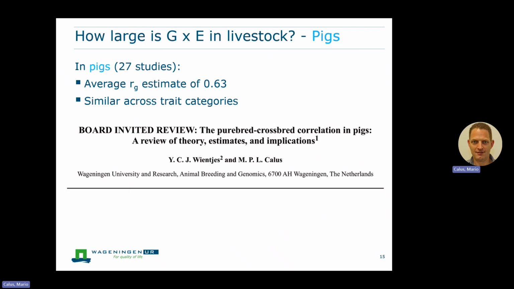So when we reviewed this correlation across 27 studies on pigs, we found an average estimate of 0.63, and this correlation was rather similar across different trait categories.